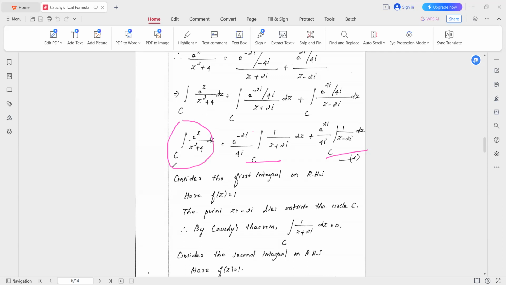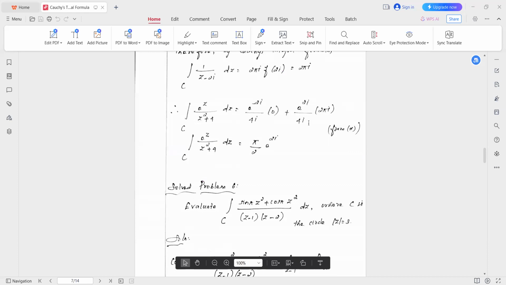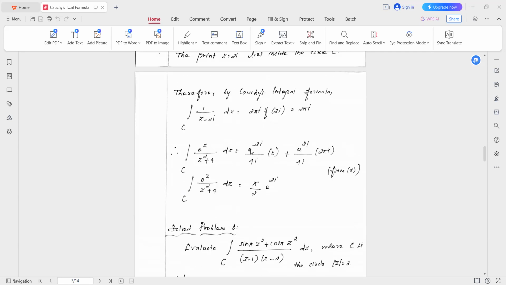Therefore, the integral value of this equals e^(−2i) times the integral value of the first, but the integral value of the first is equal to 0, so this part will become 0, plus e^(2i)/(4i) times the integral value of the second. What is the value of this one? 2πi. So we get e^(2i)/(4i) times 2πi, and the i's get cancelled. So the answer is e^(2i) π divided by 2, that is, (π/2) e^(2i).